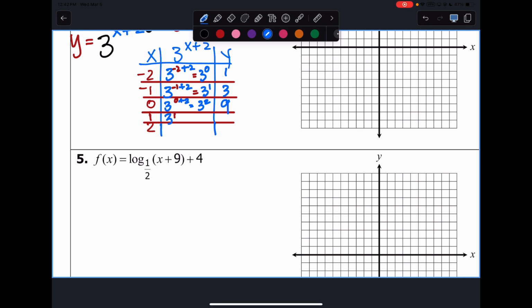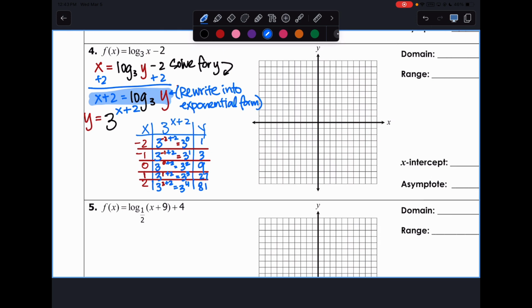1 plus 2. 3 to the 3rd power is 27. 3 to the 2nd power plus 2 makes it 3 to the 4th power, which is 81. Okay.